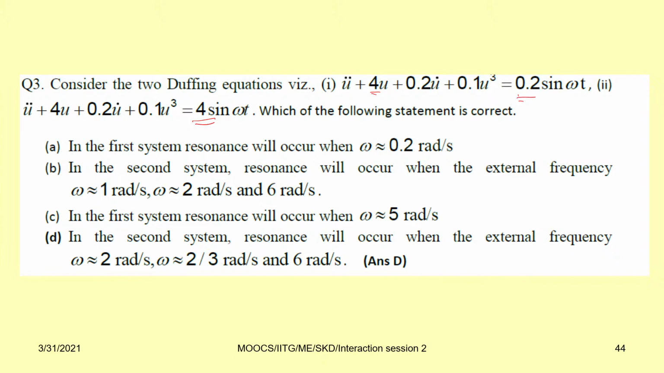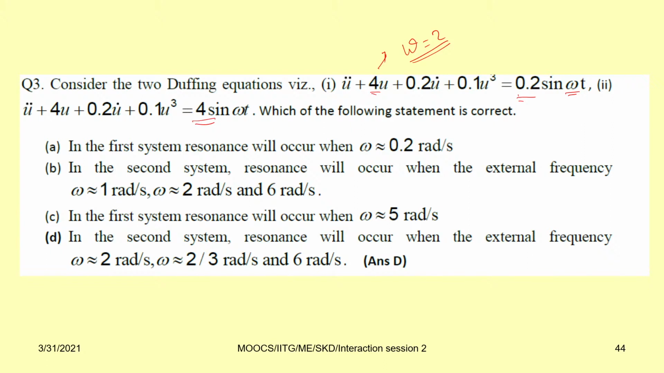Let us see. In the first system, resonance will occur when omega equals 2 radian per second. Here omega square equals 4, so omega equals 2 in both cases. When omega is equal to 2, only then you can have the resonance condition, that is your primary resonance condition or simple resonance condition. So this option is not correct.